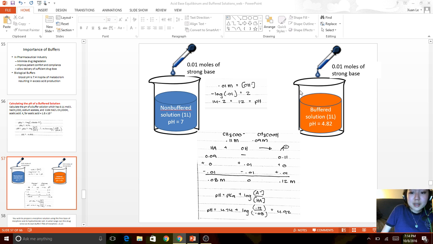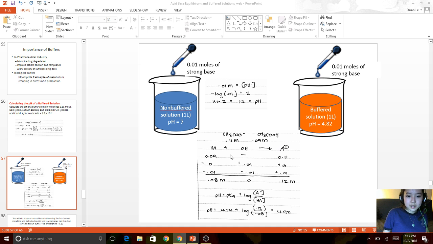So if we look at a buffered solution right here, at a pH of 4.82, adding 0.01 moles of strong base, what's going to happen is we have the unionized form of an acid here, plus a hydroxide, and then here is the ionized form of the acetic acid.